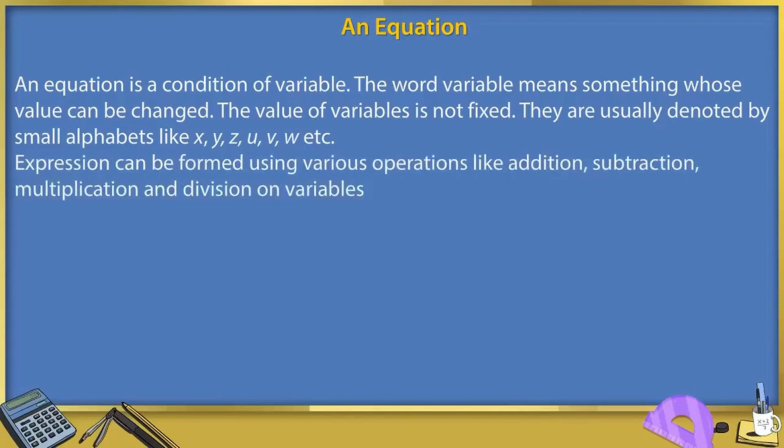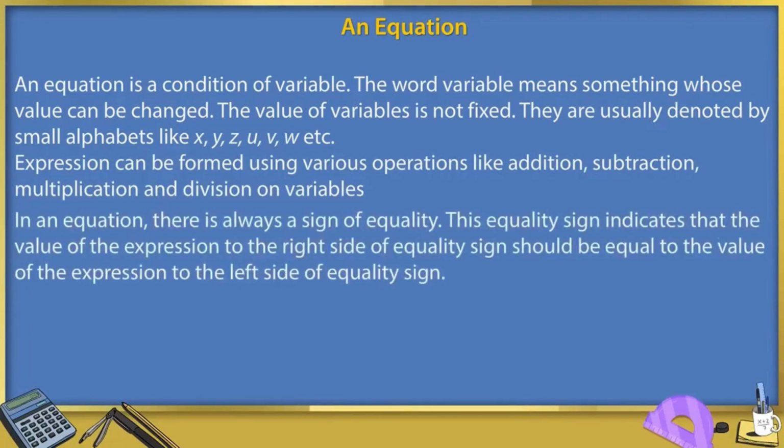Expressions can be formed using various operations like addition, subtraction, multiplication, and division on variables. In an equation, there is always a sign of equality. This equality sign indicates that the value of the expression on the right side of the equality sign should be equal to the value of the expression on the left side of the equality sign.